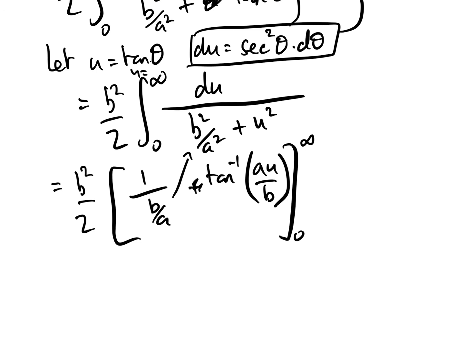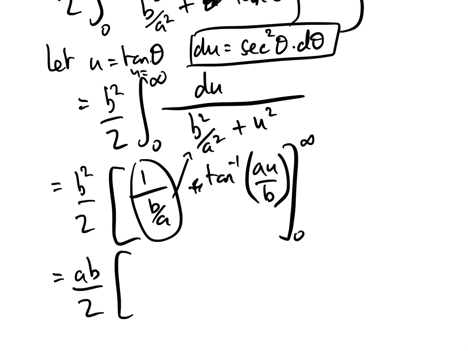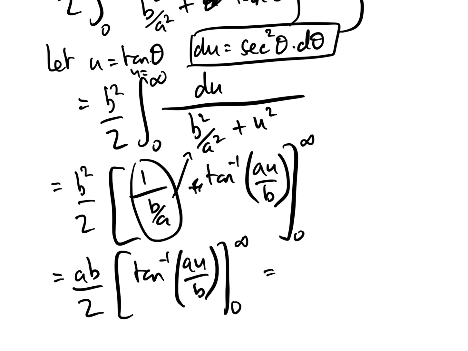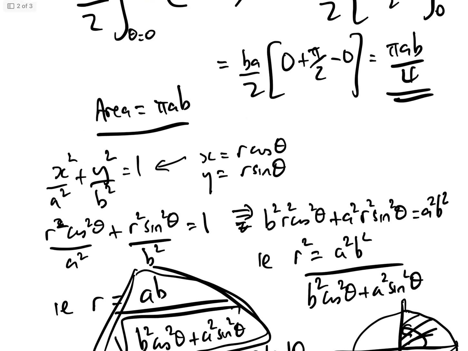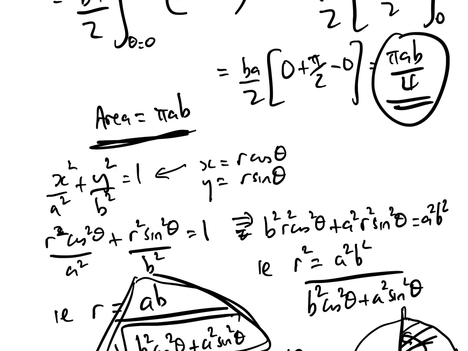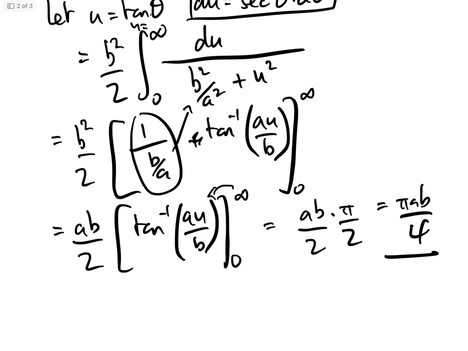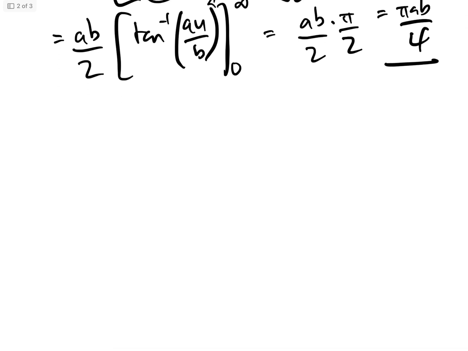Okay, so basically now, sorting this out, that's a over b, so that gives us ab over 2, the integral of tan to the minus 1 of au over b between 0 and infinity. The angle whose tangent is infinity is pi over 2, and so therefore that gives us ab over 2 times pi over 2, which equals pi ab over 4, which again is the area of the quarter segment. And so therefore the area of the whole ellipse, again, is pi ab, doing it by polar coordinates. Okay, so now finally the last way, and this is the way that you can't do it.